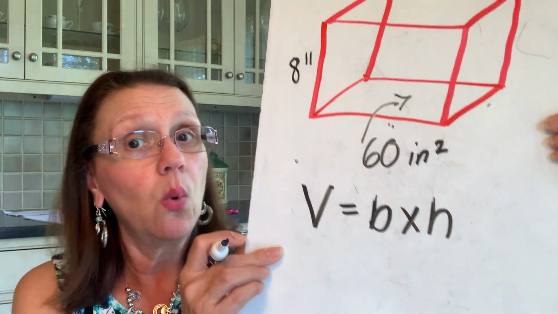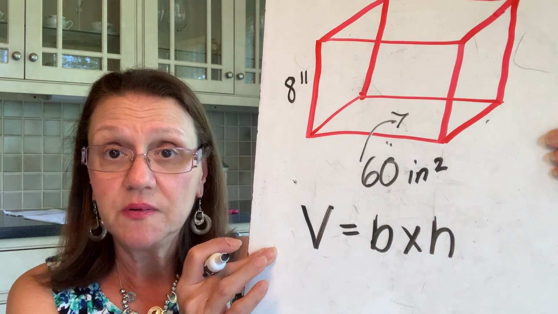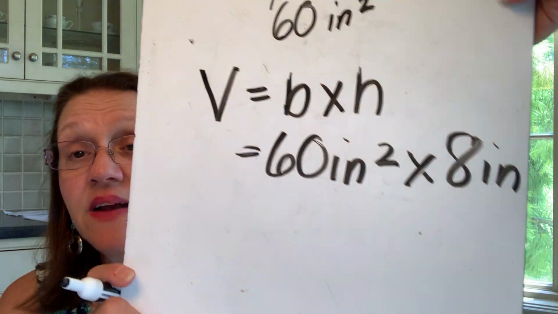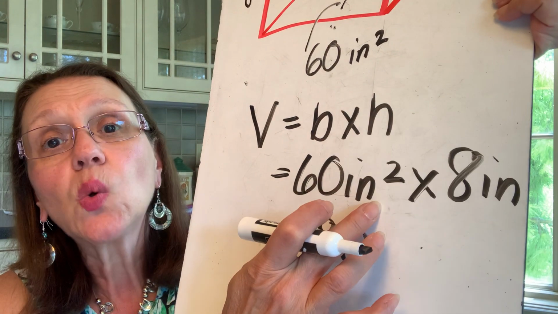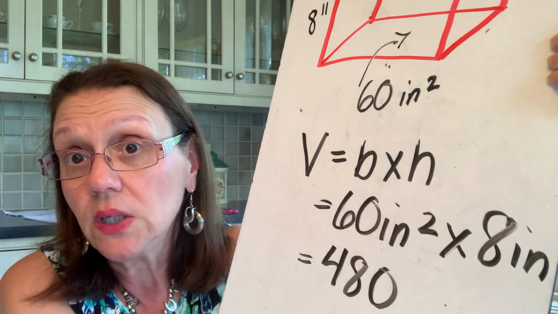So in this case, once again, I state my formula. Substitution, my base is already given. My height is 8 inches. Next, my calculation. Once again, I'm going to use the tens trick. 8 times 6 is 48. Place my 0. Last step, units. Inches squared times inches to the power of 1, which is just inches. Inches to the power of 3. Units for volume are always units cubed or units to the power of 3.